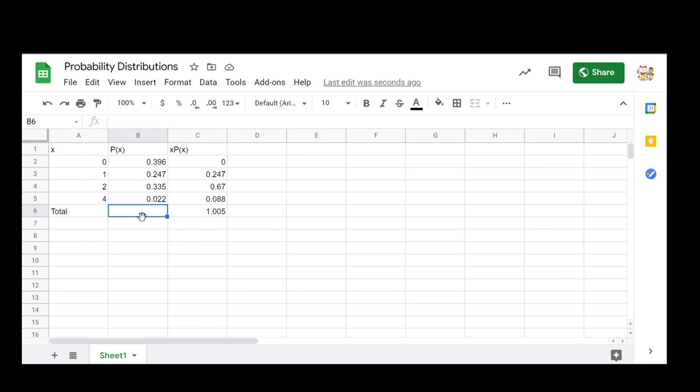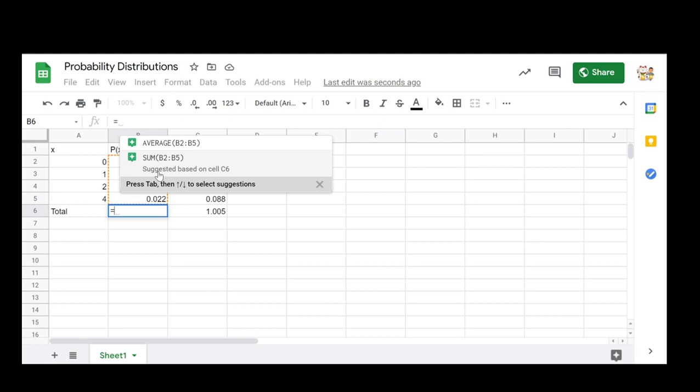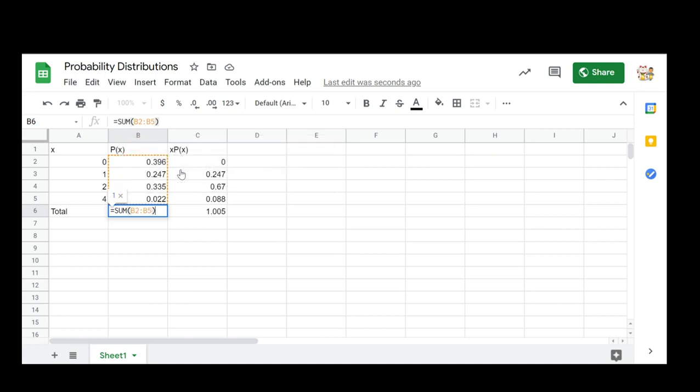I can do the same thing for the next. If I want to double check the probability, equals sum. Here it's already suggesting that I add the same values based on the last one, so that's helpful that it understands you're using the same kind of formula for the same values. Click on that and then hit enter. Works out to 1 or 100%. Perfect. It has everything that I've needed to calculate, and it works based on the calculations that I've made before.